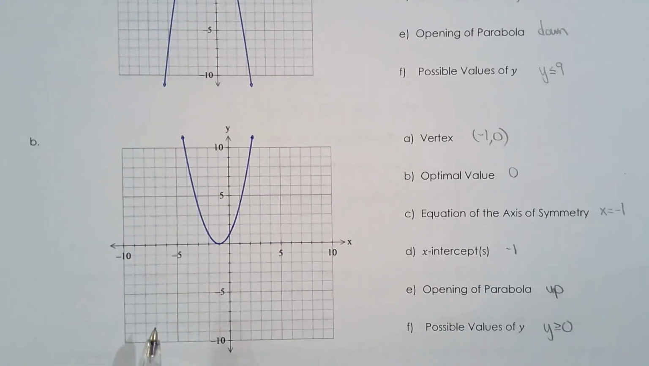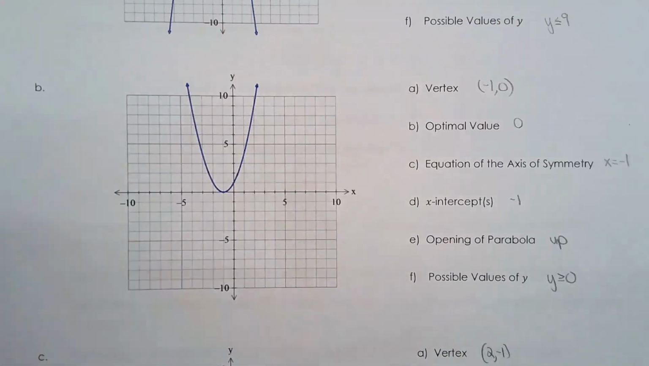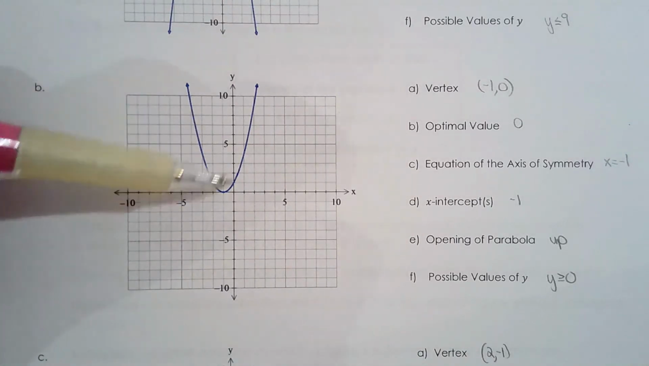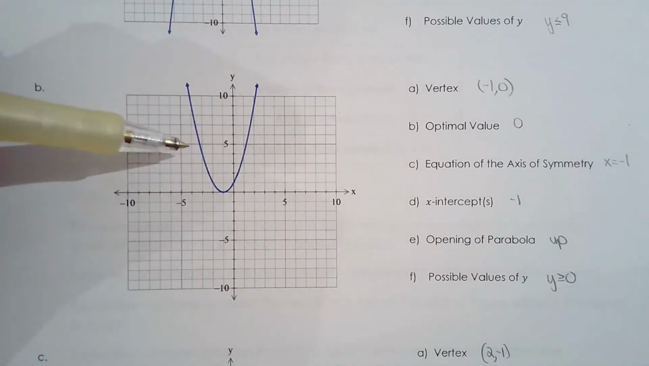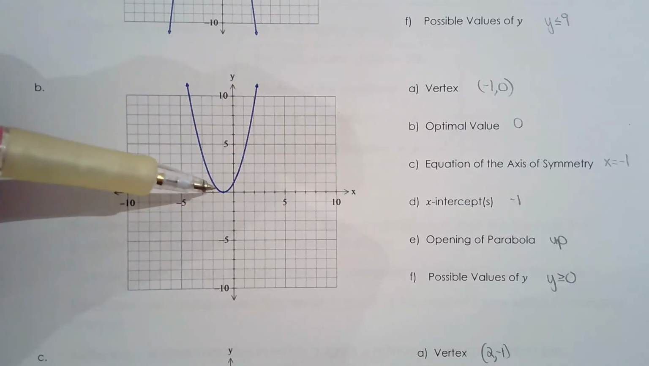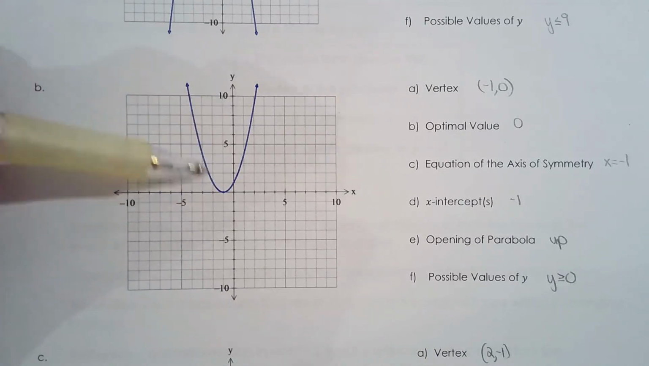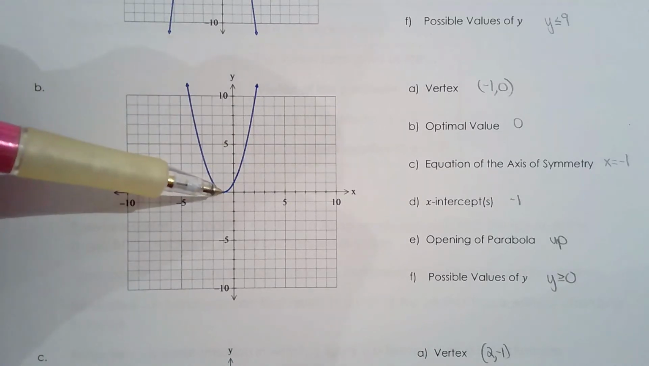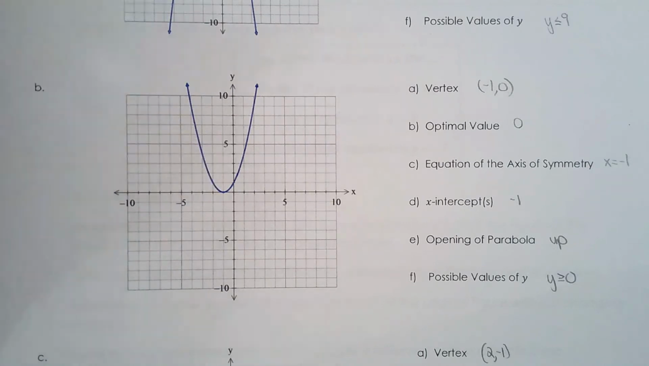For my next parabola, basically the same thing. The hardest thing, I would say, is what the possible y values are. So if you look at this graph, the y values are greater than or equal to 0. Because this is the least possible y value and it's opening up, so y is going to be greater than or equal to 0.